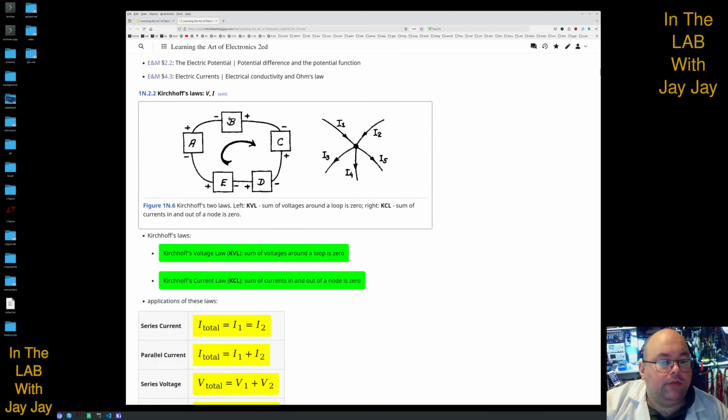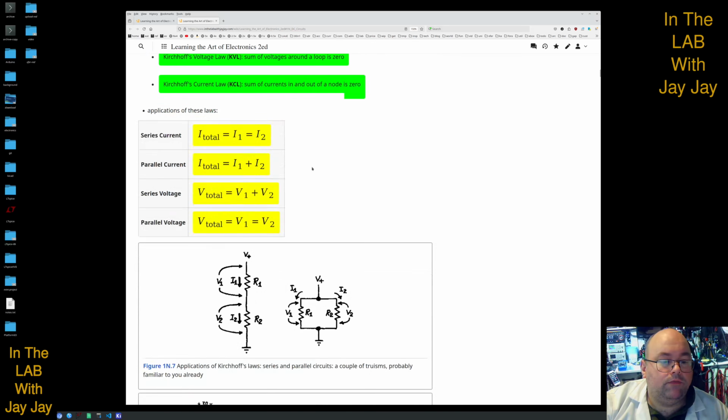Now we're going to talk briefly about Kirchhoff's laws. There's Kirchhoff's voltage law, KVL, and Kirchhoff's current law, KCL. The KVL law just says that all of the voltages in a circuit sum to 0. So the sum of voltages around a loop is 0. And the current law is that the sum of currents into a node is equal to the sum of currents out of a node.